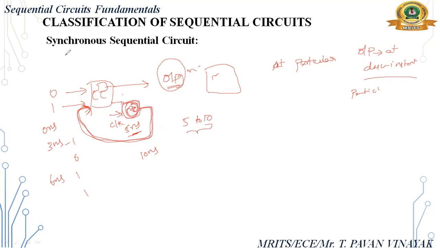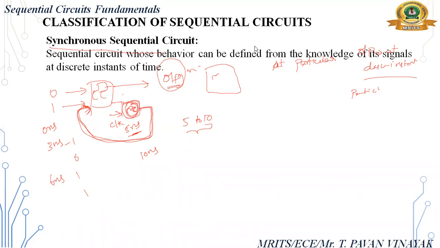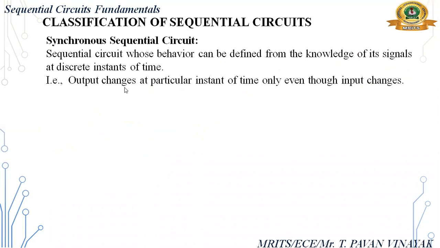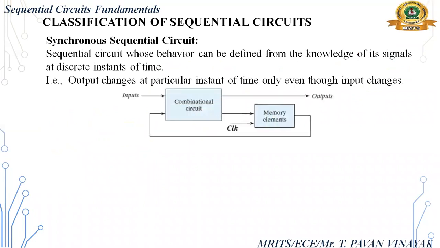So synchronous means the behavior of the sequential circuit is defined from the knowledge of input signals at discrete times. At a particular time, output changes at that time only, even though inputs change. For this we require one extra input, that is the clock. The clock signal is given to the memory element. Asynchronous means no clock is available.